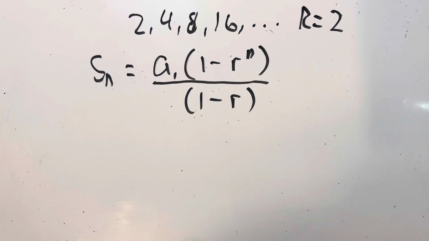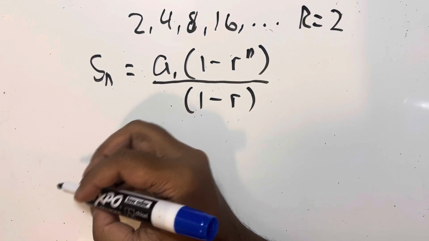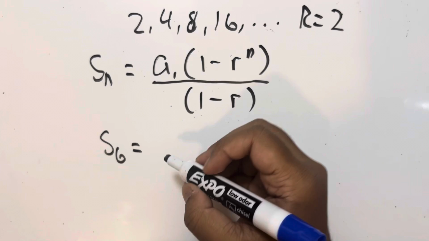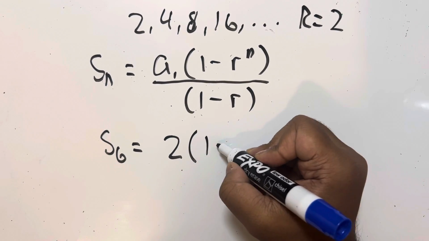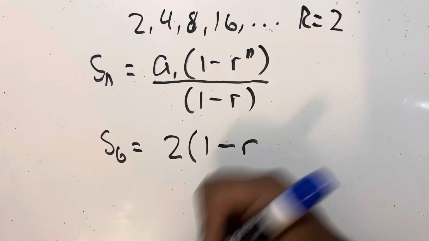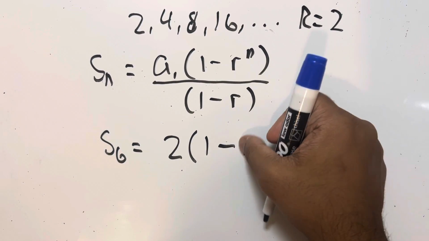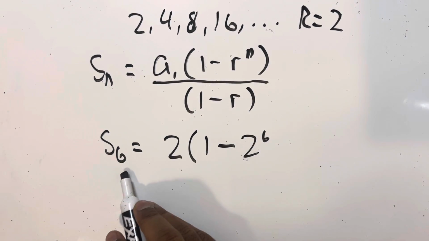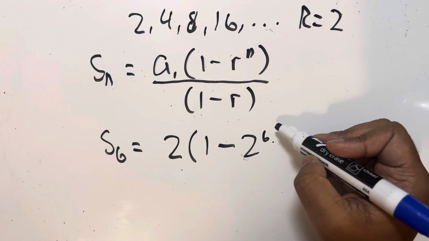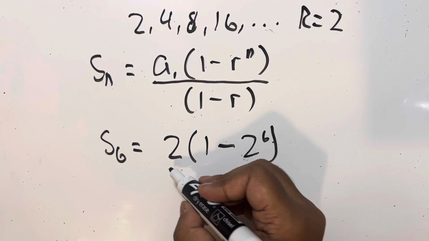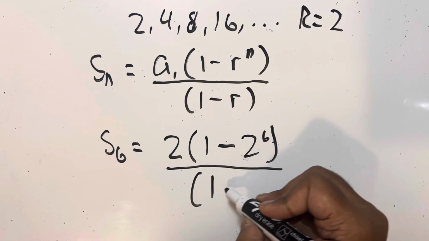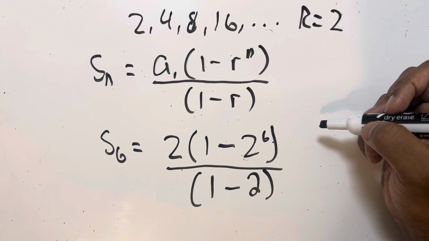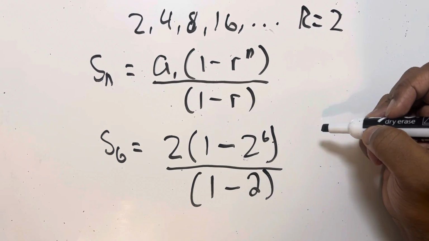So let's try to find the sum of the first 6 numbers. S of 6 equals a1, here we have 2, times (1 minus r to the 6th power). And what's my r? My r is 2, so 2 to the 6th power. See here, 6 terms, 6th power. All I'm doing is replacing the variables, over 1 minus my ratio, which is 2. Okay, let's work this out.